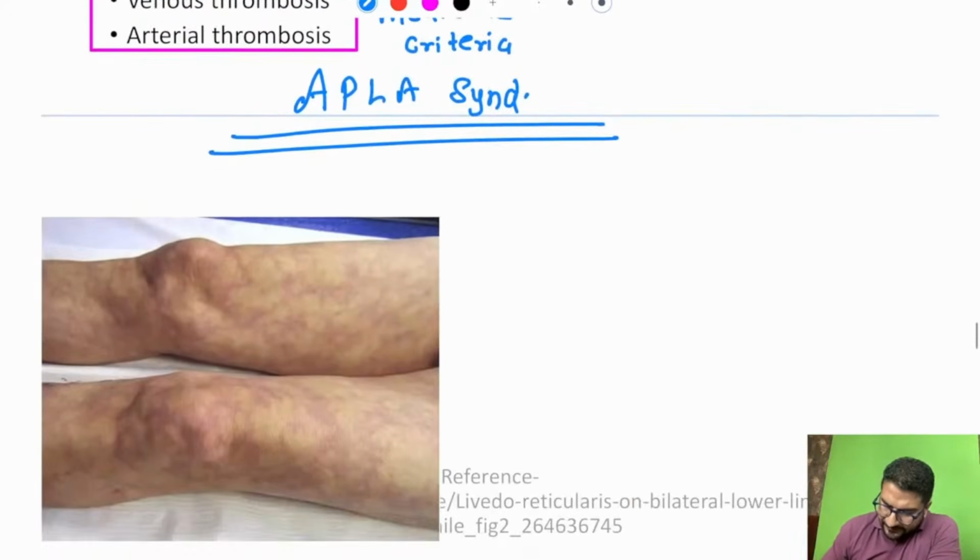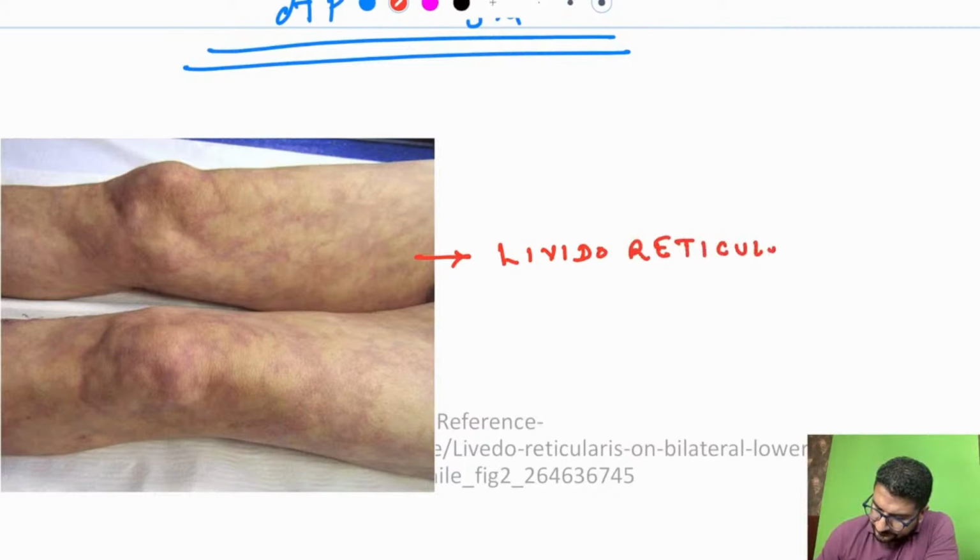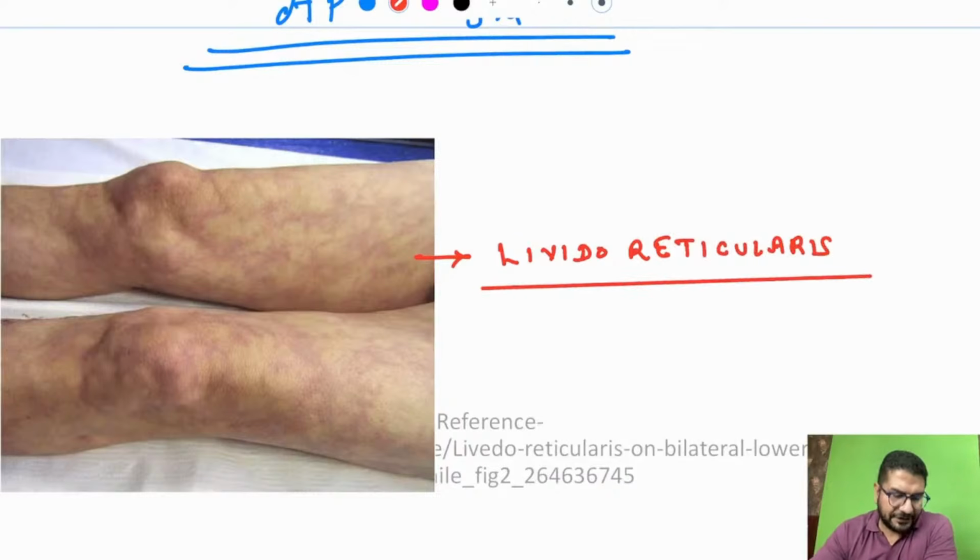Now sometimes, not always, you will see APLA syndrome patients can develop a rash. कभी कभी patient को ऐसी rash मिलती है. This rash in APLA syndrome is purple lace-like, we call this purple lace-like rash livedo reticularis.